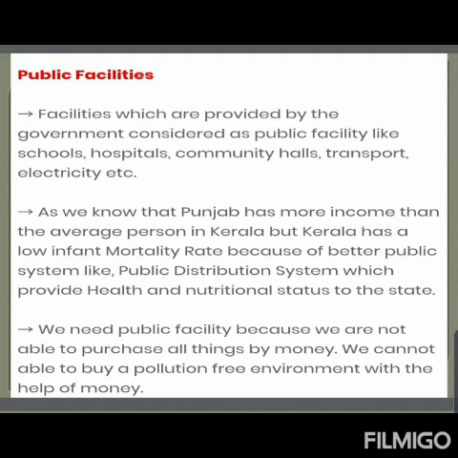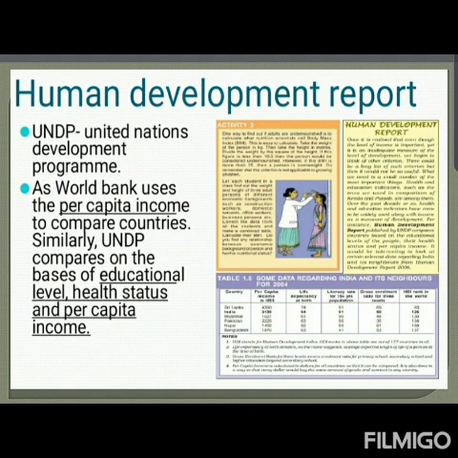Okay, starting with the public facilities. Facilities which are provided by the government considered as the public facilities like schools, hospitals, transport, electricity, etc. We need public facilities because we are not able to purchase all things by money. So we need public facilities. Coming to the Human Development Report, UNDP, United Nations Development Program, issued this Human Development Report, which compares the countries on the basis of educational level, health status, and per capita income, whereas the World Bank compare only on the basis of per capita income.